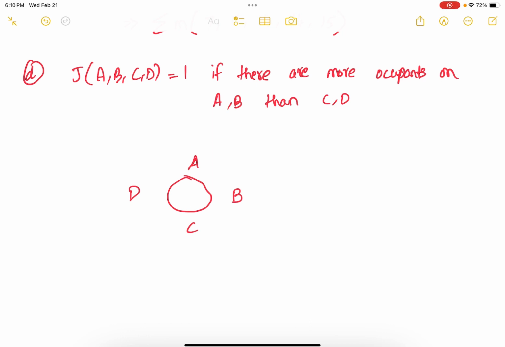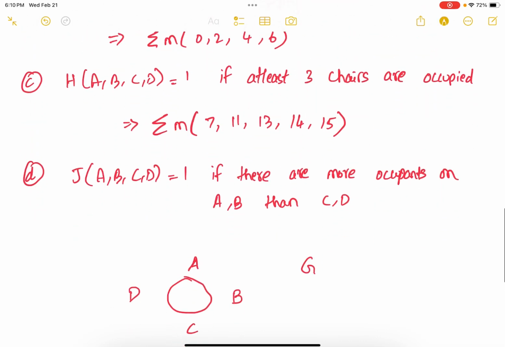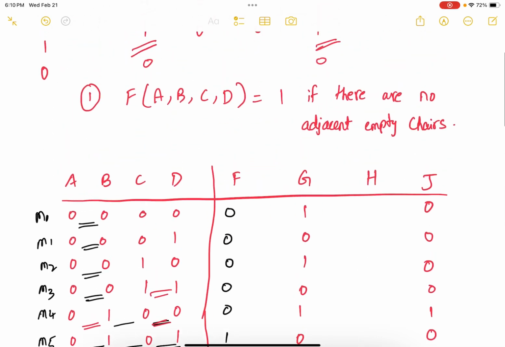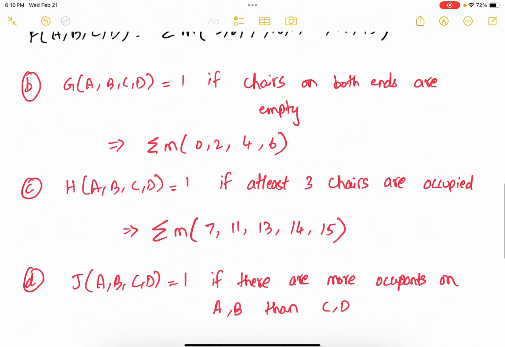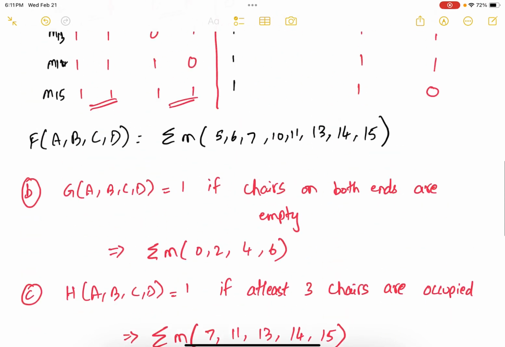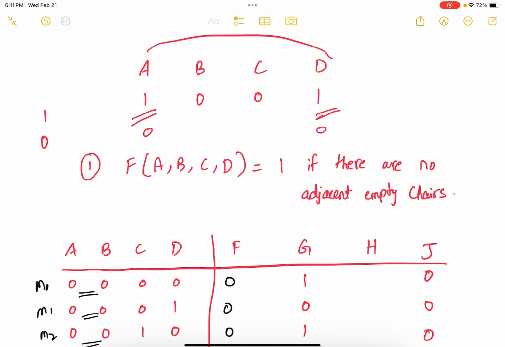So the problem, again, it's pretty simple. G, H and J will be the same. But F is going to change because earlier A and D had no connection, but now A and D are connected. Okay. Now if you look at F, it says F is asserted if there are no adjacent empty chairs.